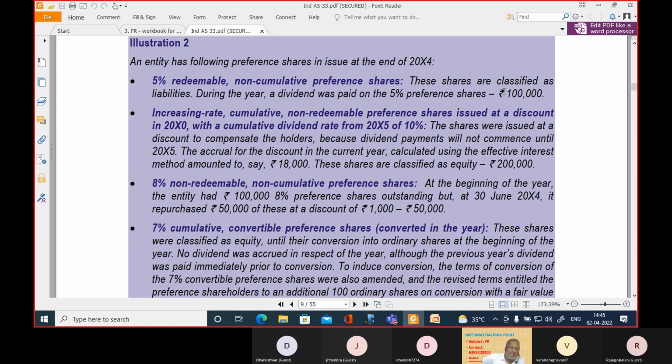Second, increasing rate cumulative non-redeemable preference shares issued at a discount in 20x0 with a cumulative dividend rate from 20x5 of 10%. The shares were issued at a discount to compensate the holders because dividend payments will not commence until 20x5. There should always be a consideration.